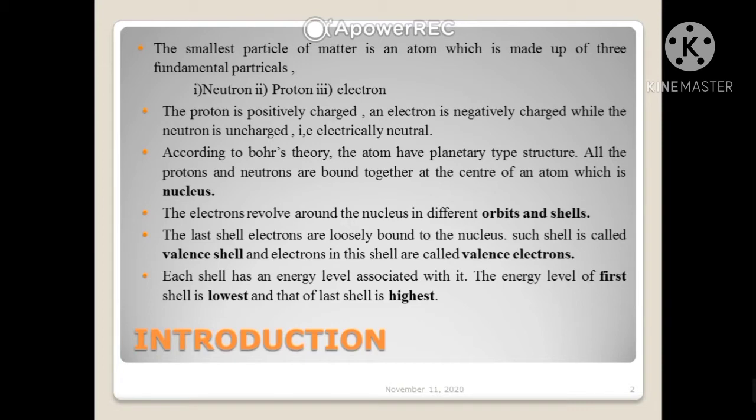According to Bohr's theory, he is saying that an atom has a planetary type structure. Planetary is nothing but planet-like structure. Why is he saying planetary structure? Proton and neutron are bound together at the center of an atom. We all know that when particles are at the center of something, we call it the nucleus. We have learned this in biology, so the same name is used here.